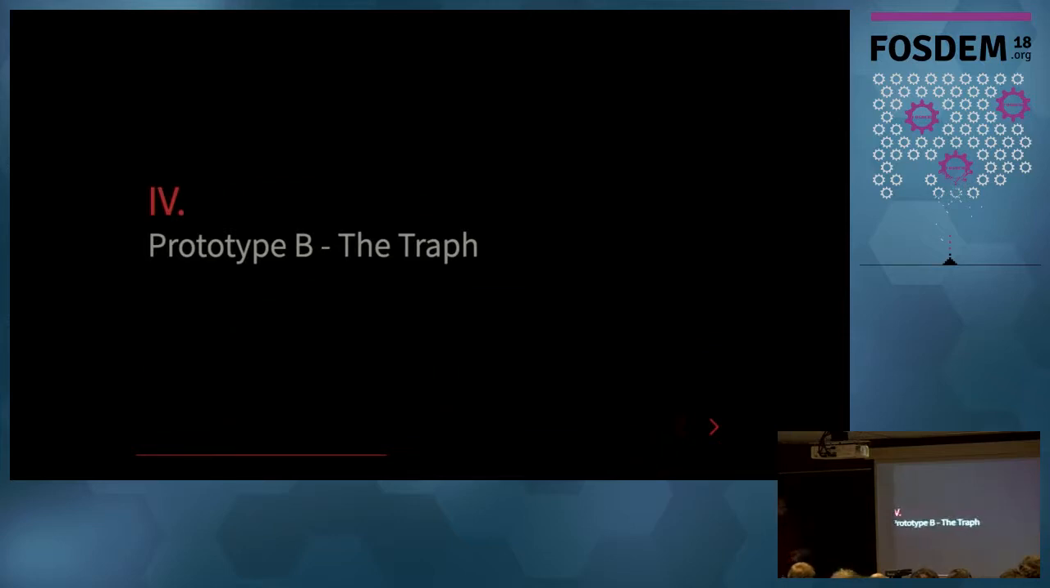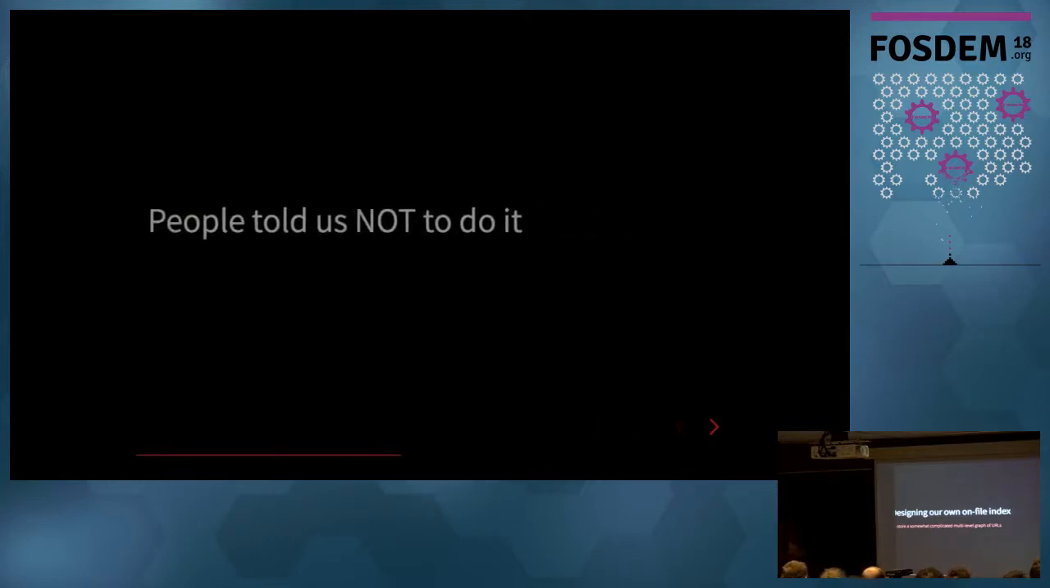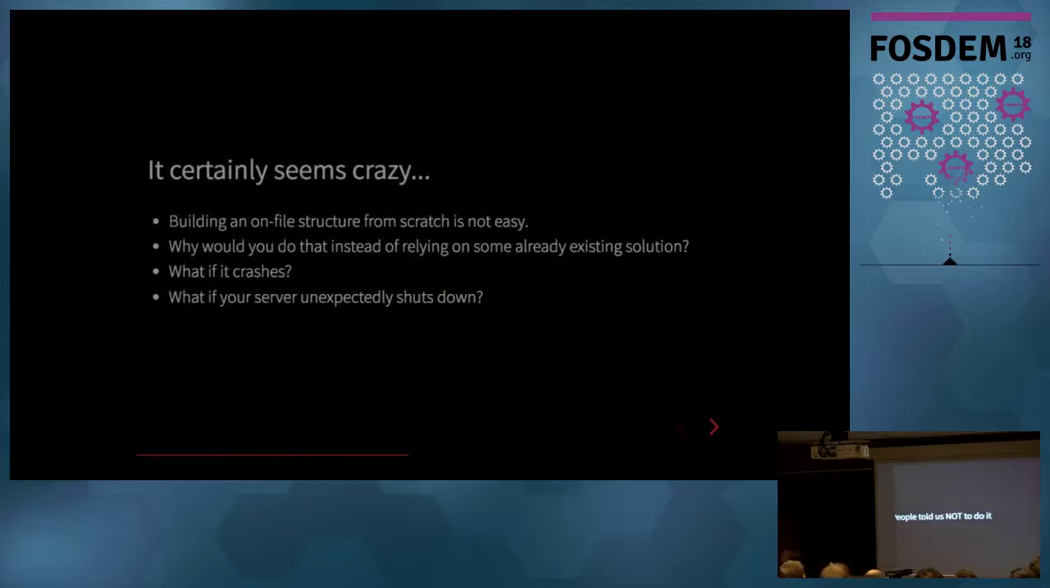So we went onto a second prototype, which is called the Traph. For this Traph, what we did was design our own on-file index, to store the complicated multi-level graph. People told us not to do it. So yeah, it certainly seems crazy.